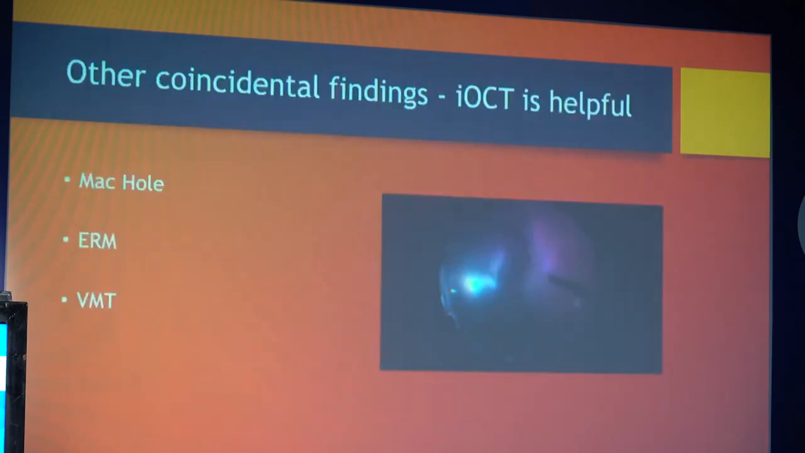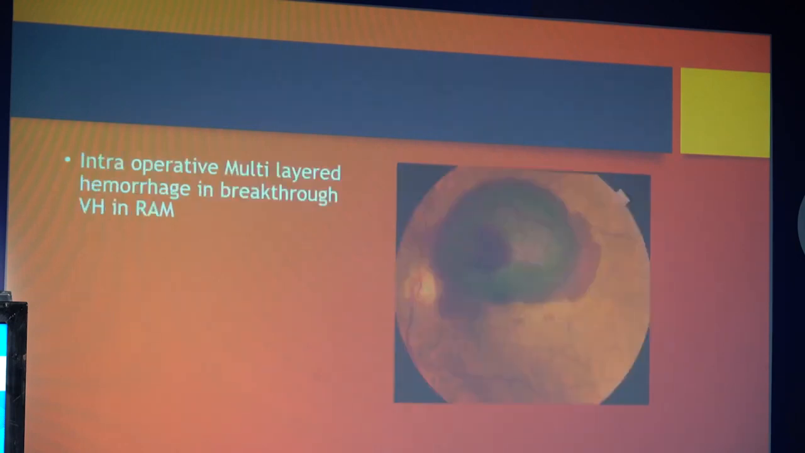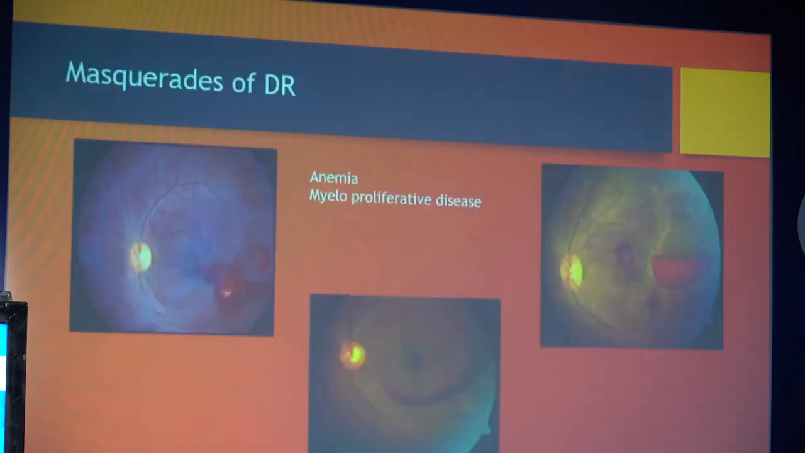Other coincidental findings that we may have during vitrectomy are macular hole, like in this patient, which was managed by ILM peeling. You can have ERMs, you can have EMT, you can have intraoperative multi-layered hemorrhage in a breakthrough vitreous hemorrhage in RAM patients, which are also coincidental findings during vitrectomy, which we would not have diagnosed before surgery.